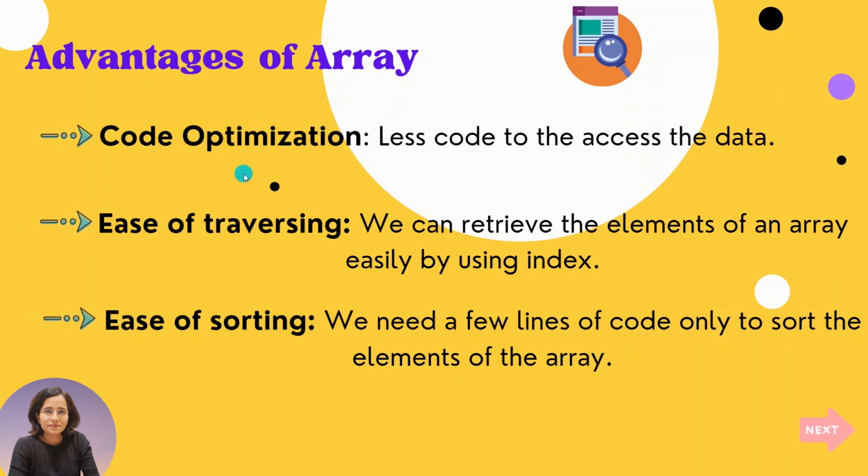First is code optimization. As we need to write less code to access the data, the code will be optimized. Ease of traversing. We can retrieve the elements of an array using the index, so it is easy to traverse, easy to retrieve the elements of an array. Then next we have ease of sorting. We need a few lines of code to sort the elements in the array.